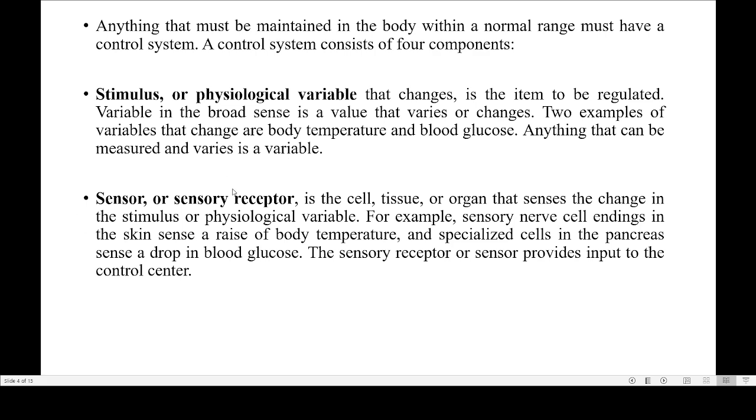The second one is a sensor or sensory receptor. Basically, sensors or sensory receptors in our body may be present in cells, tissues, or organs, and they are responsible for sensing the change in the stimulus or physiological variable. Here are the examples. Sensory nerve cell endings in the skin sense a rise in body temperature. Specialized cells in the pancreas sense a drop in blood glucose. So the sensory receptor or sensor provides input to the control center.